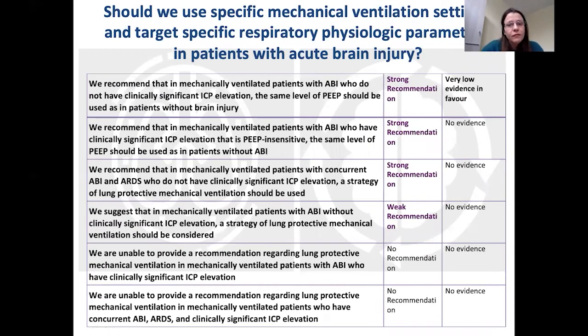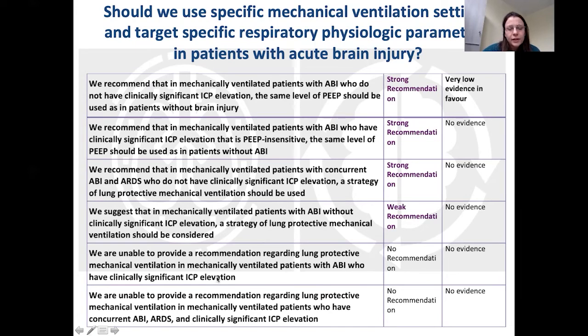Regarding the ventilatory settings, we obtained a strong recommendation regarding PEEP, and basically the experts agreed that we should use the same level of PEEP that we generally would use in the general ICU population, and that if there are no important contraindications in terms of intracranial pressure, we should still use lung protective ventilation strategies such as low intermediate tidal volume and low plateau pressure and low driving pressure.